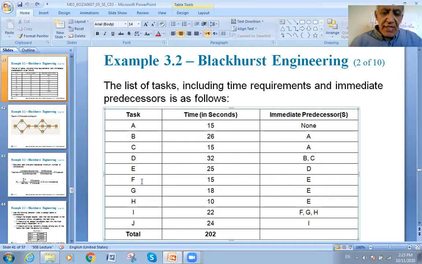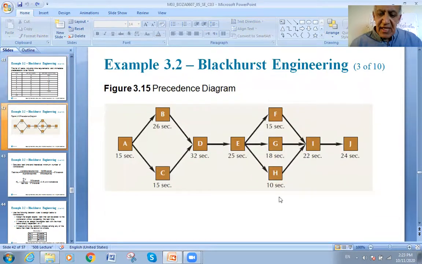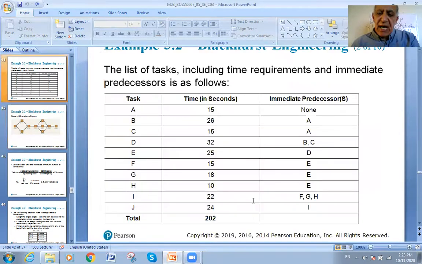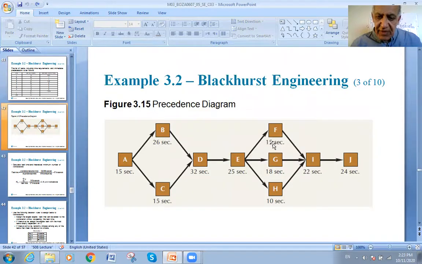Now F and G and H are the same thing, preceded by E. But I will write the time of each one in front of it: F 15, G 18, H 10. F, I will write 15 here, G 18 here, and H 10 here.